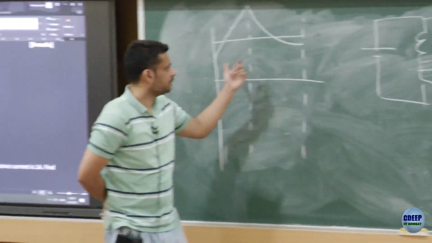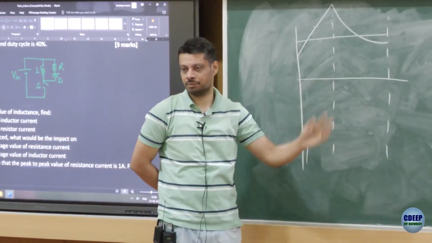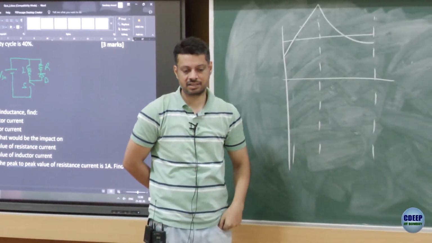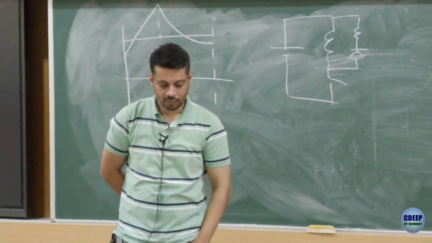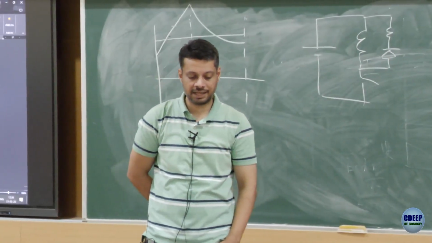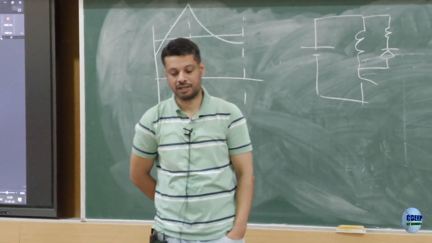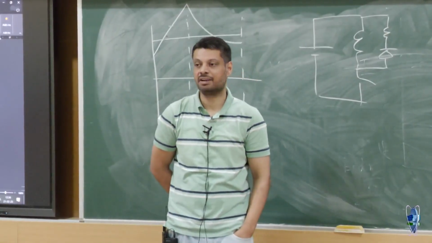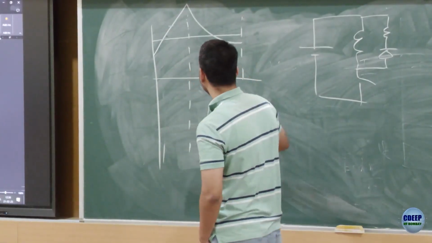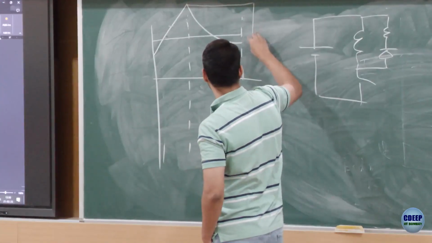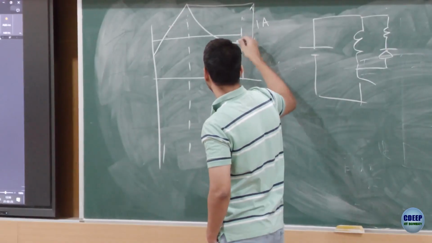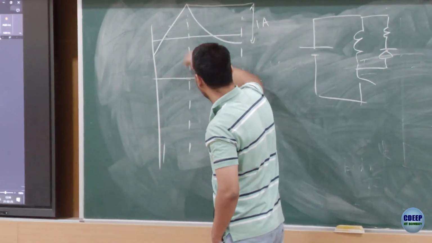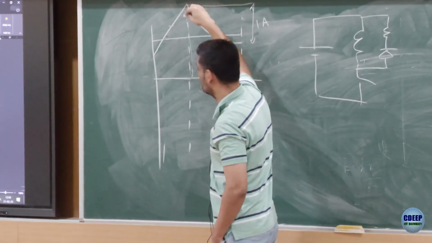But from this one you can try to argue that the average resistance current will remain the same, but the average inductor current will grow up. Part C, L value is reduced such that the peak to peak value of the resistance current is 1 ampere. Find the value of L. What I actually wanted to do is to say this is 1 ampere, but I think peak to peak value of the current, because the resistance current is 0, the peak to peak value is actually this value, right?